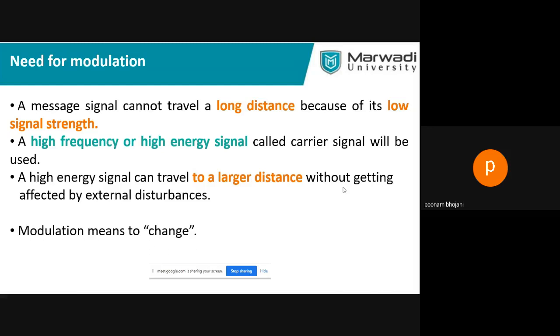Now, after studying these three needs, if you look at the term modulation, it simply means a change. So we are changing our message signal, or our low frequency analog signal, into a signal that has higher energy so that it can travel a long distance.